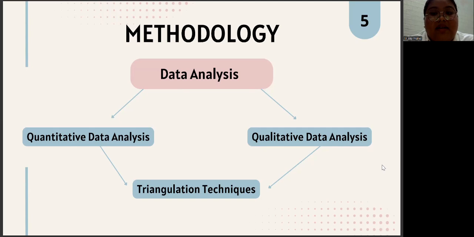This indicates that data from the students' questionnaire as quantitative data were triangulated, or confirmed, with data from observation and interview as qualitative data. By using triangulation, researchers can check the validity of data obtained from various sources so that the data presented can be more accurate and objective.